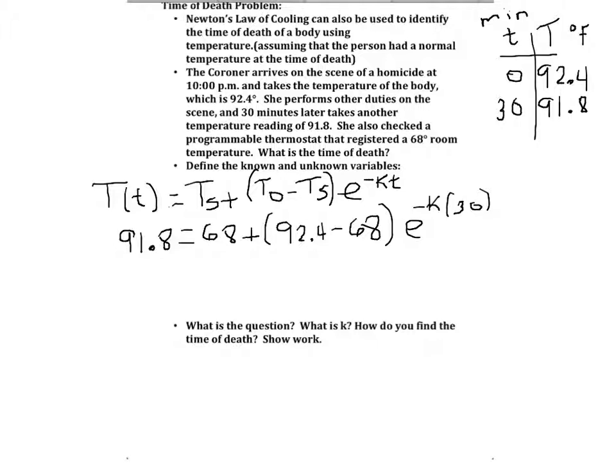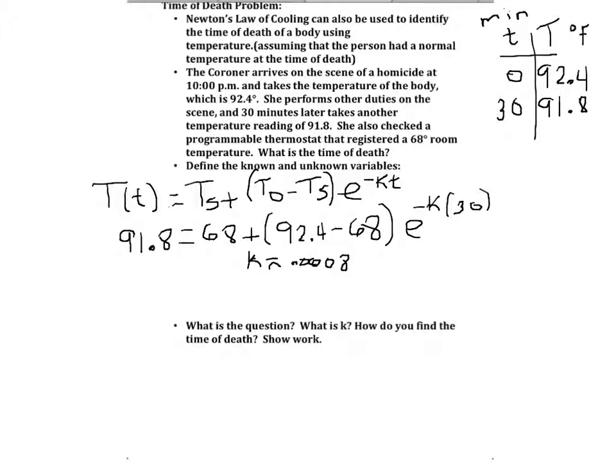was 92.4. And so when I solve for K, we go through and solve for K. K is going to be approximately equal to 0.0008. And so that's going to be 8/10,000ths. And so they're going to use that for that rate of change. And we're going to have to do another problem to determine time of death.